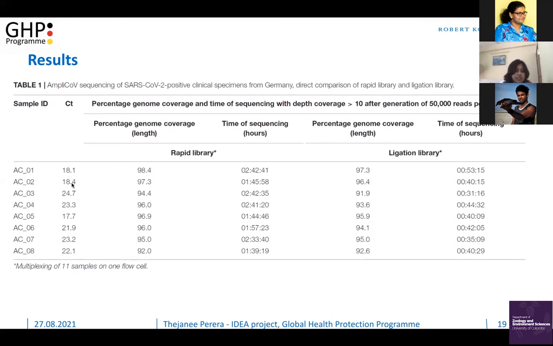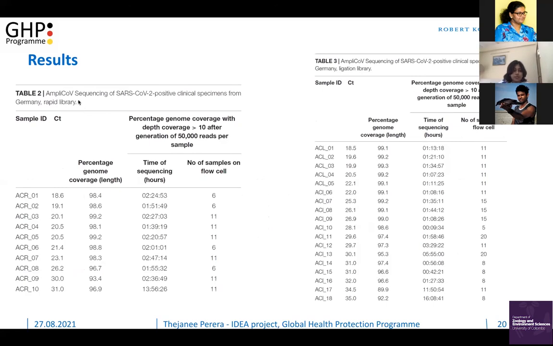So these are the CT values. The first sample had a CT of 18 and the genome coverage is 98.4, while the ligation kit had 97.3. So as the CT value increases, you can see for the CT24, the coverage is 94, and for ligation, its coverage decreases to 91%.